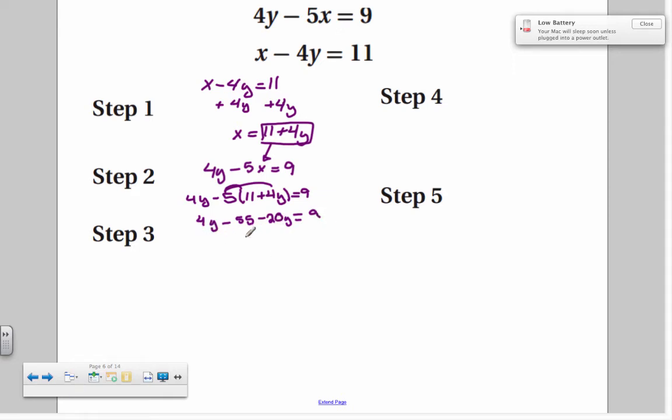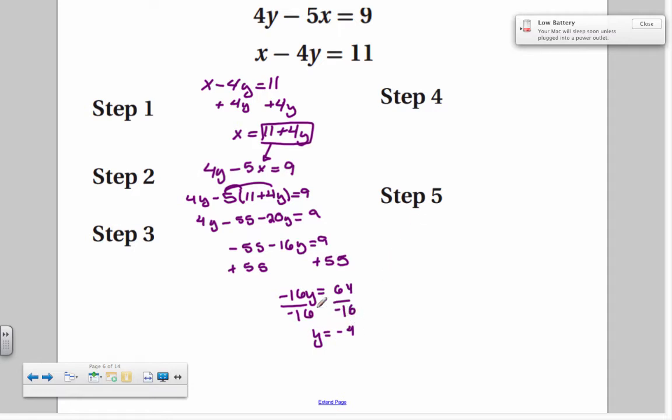Now I combine my like terms, 4y and negative 20y. That will leave me with negative 55 minus 16y equals 9. I'm going to add 55 to both sides to get y alone. And I get negative 16y equals 64. Finally, I'm going to go ahead and divide by negative 16. 64 divided by negative 16 is just negative 4.